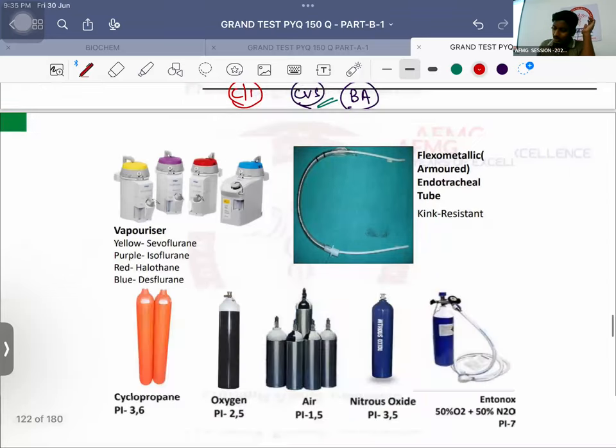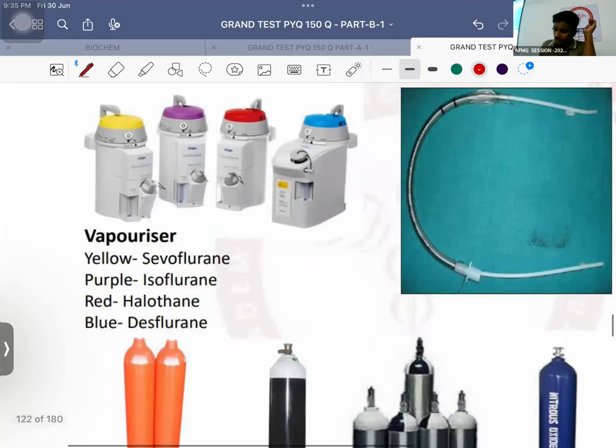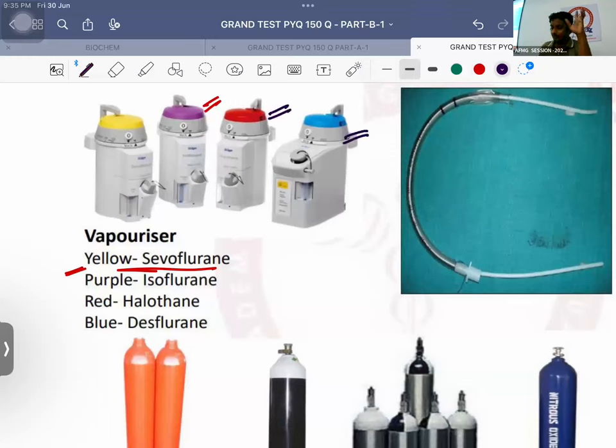Theek hai? These are the vaporizers. Ispe question aata hai. Yellow color is for sevoflurane. Purple color is for isoflurane. Red color is for halothane. And blue color is for desflurane. Desflurane has this special vaporizer known as Tech-6 vaporizer. Previous year question. Theek hai?